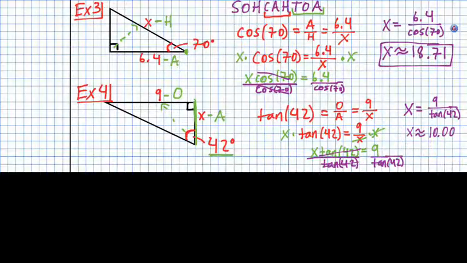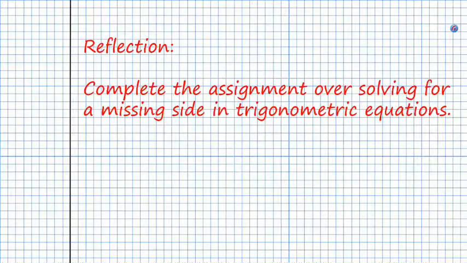All right, so now what I want you guys to do is that you're going to go into practice yourself. So we're going to do a little mini quiz. It's not going to be for grade, but I do want you guys to practice on this. So your reflection is that you're going to complete the assignment over solving for a missing side in trigonometric equations.